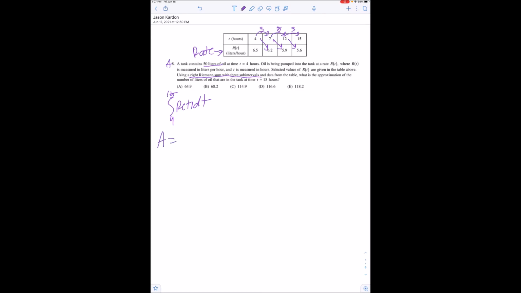A for amount, and since we are starting at t equals 4, that's our starting point, and if you remember, there are 50 liters of oil at t equals 4, we have to start with a 50. Then the rest is what's being added in between t equals 4 and t equals 15. Let's start off with 3 times 6.2, then 5 times 5.9, and finally 3 times 5.6. Then doing all that math together gives us 4.9 liters, which is choice C.